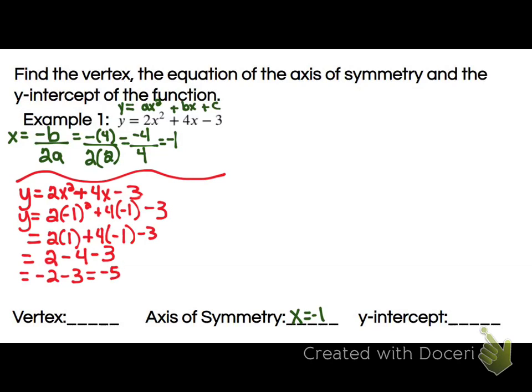Okay, so what equals negative 5? What value in our ordered pair? The y. So y equals negative 5. So the vertex is made up of an ordered pair. What's an ordered pair made up of, you guys? X and y. What's my x value? Negative 1. What's my y value? Negative 5. There's your vertex. Okay? So to find your vertex, when we just have the quadratic function and not the graph, we first have to find our axis of symmetry. Then we have to find our y value, and then we get our ordered pair.